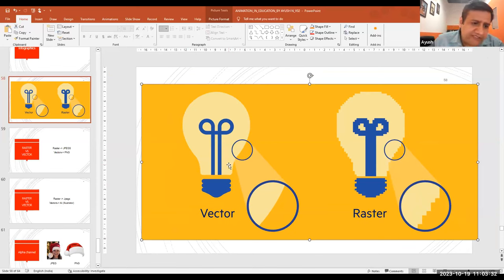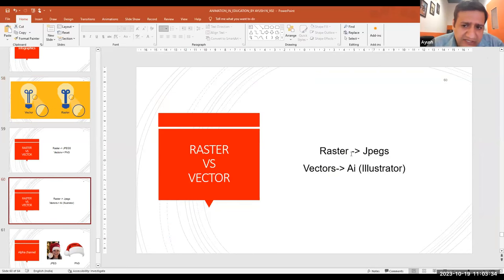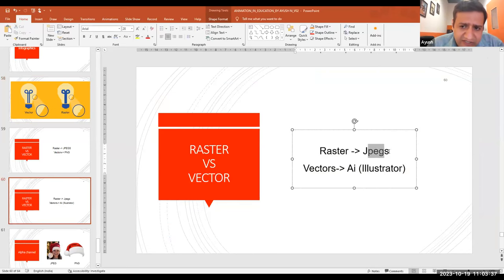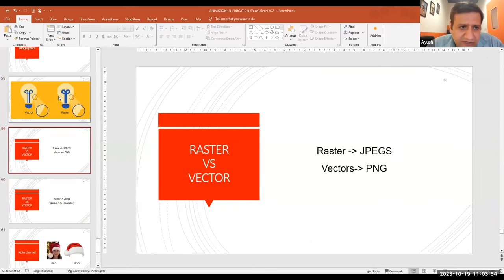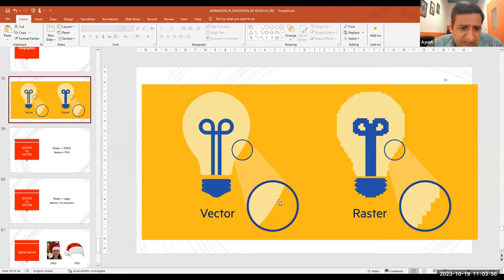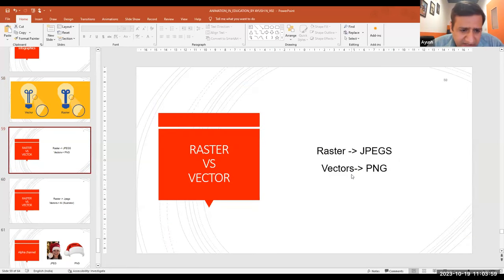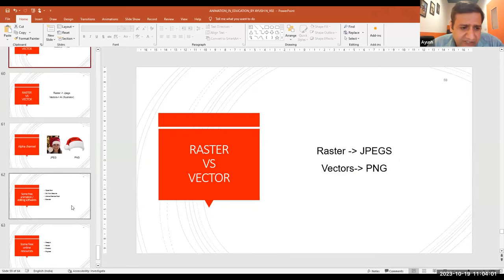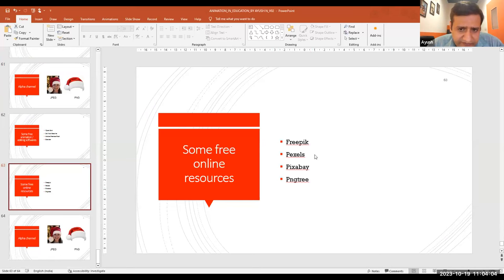Usually what happens is that the raster files are JPEGs, and vector files have the extension AI. AI stands for Adobe Illustrator, which is a software, or it is also EPS, another extension. So when you're downloading stuff for infographics, it is best to download vectors, it is best to download PNGs, and like I've said, they are all available on these websites. There are a lot of other websites also.